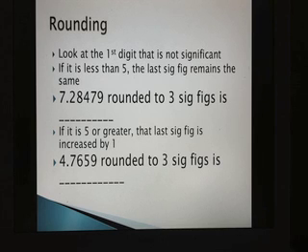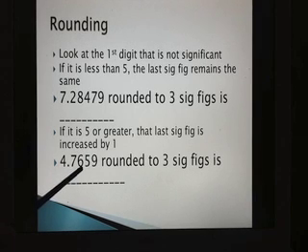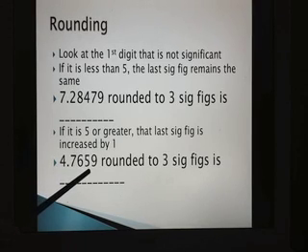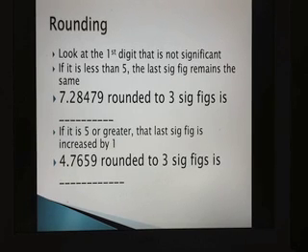If the number after our last significant digit is a 5 or greater, then our last sig fig is going to be increased by 1. If we wanted to round this number to 3 sig figs, so it's 4.76, so that's our last significant digit. Oh, but the next digit was a 5. We would round that 6 up to a 7. So this number rounded to 3 sig figs would be 4.77.